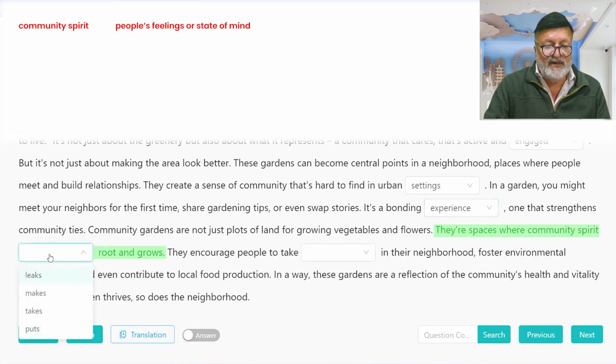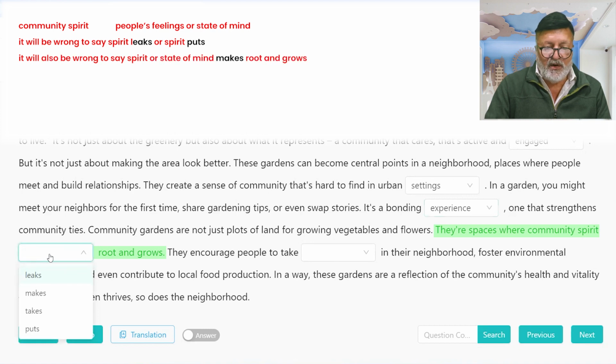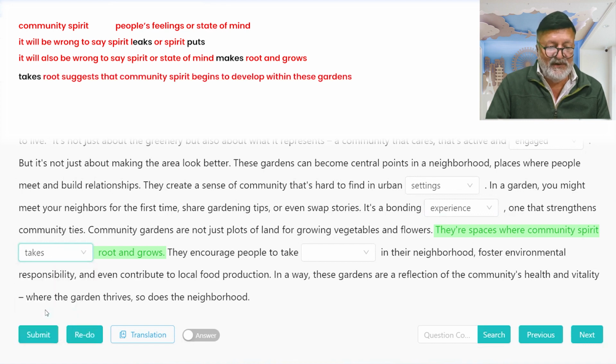Now we can move towards the choices. The first and fourth choices do not convey any meaning, like it would be wrong to say spirit leaks or spirit puts. It will also be wrong to say that spirit or state of mind makes roots and grows. Hence, the answer is takes because takes root suggests that community spirit begins to develop within these gardens.